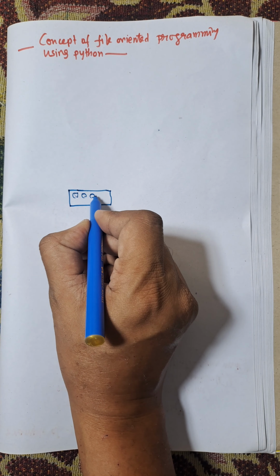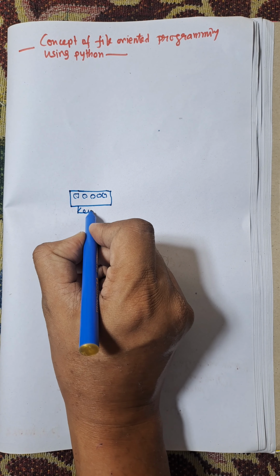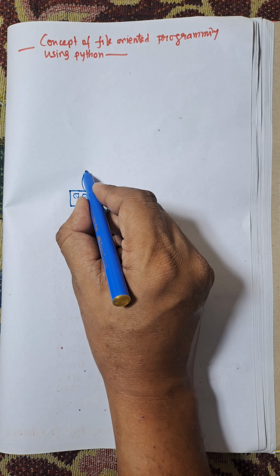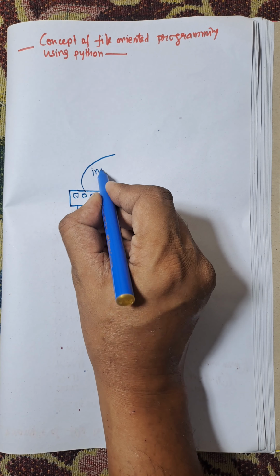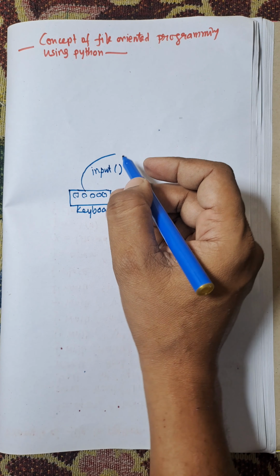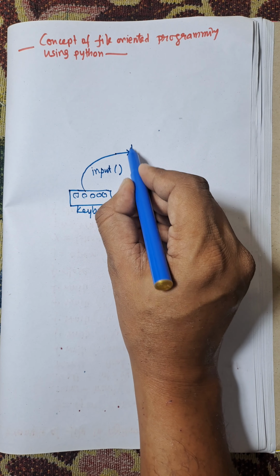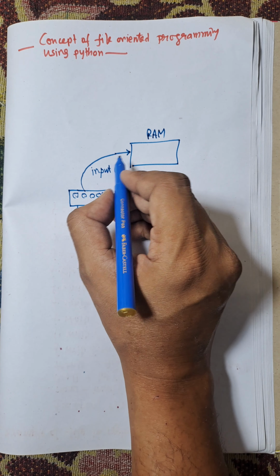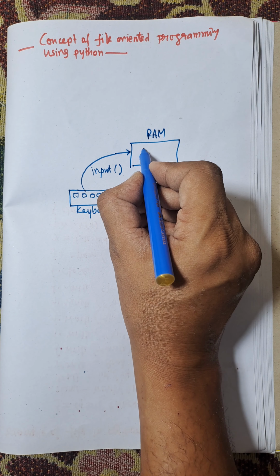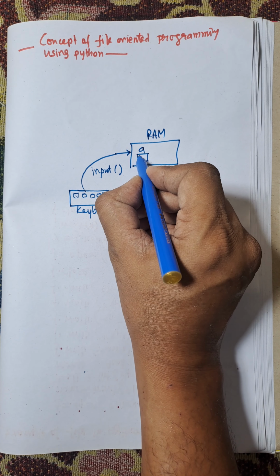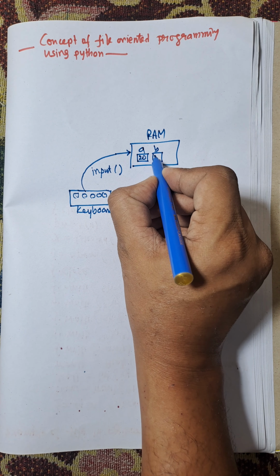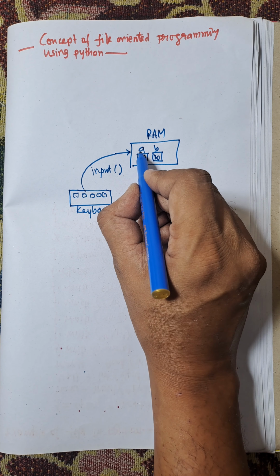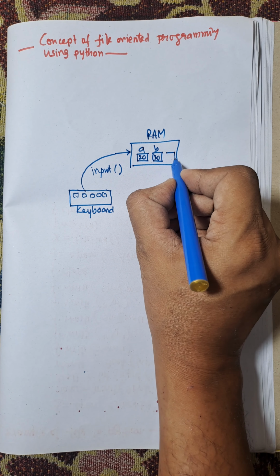The keyboard is the basic input device, and we need to take the data from the keyboard. The input method is used to take the data from the keyboard and store it inside the RAM. Suppose I am going to store A and B and calculate the result of A and B. So A is a variable, suppose 20, and B is another variable, 30. We need to take the data from the keyboard and store it inside the A and B variables. And we need another variable C.